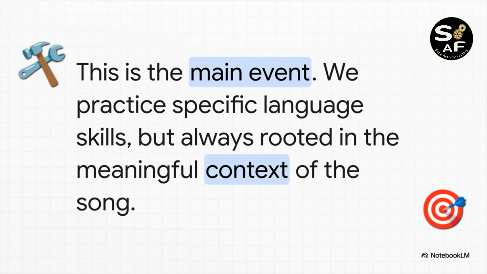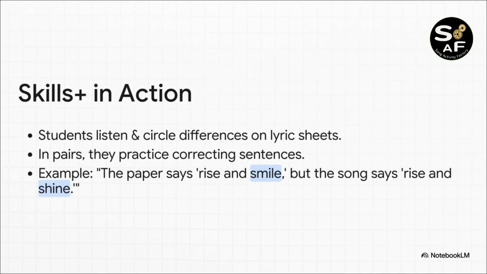Next, we get to the core of the lesson, S for Skills Plus. This is the main event. This is where we use our Spot the Difference task to really zoom in on specific language skills, and it's all rooted in the meaningful context of the song. So the students get the modified lyric sheet, they listen, and they circle the differences. Then the magic happens when they work in pairs to correct the sentences.